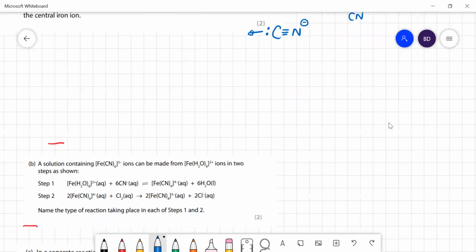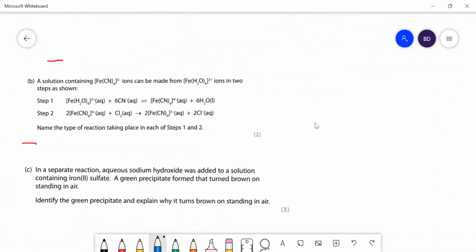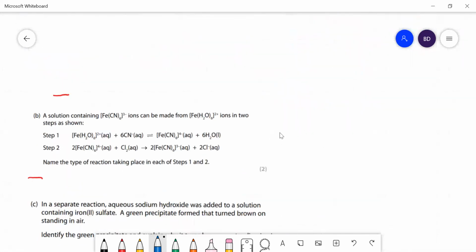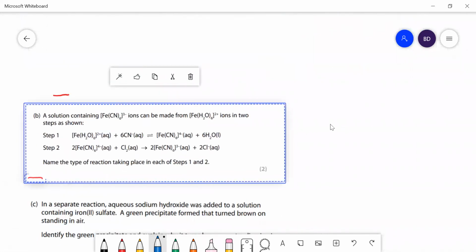Right, a solution containing Fe. Let me make this a bit bigger.